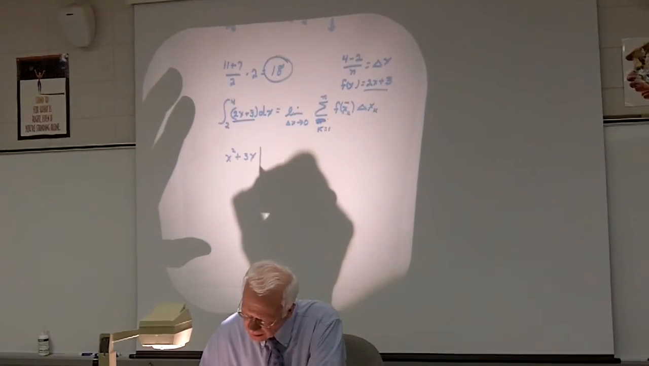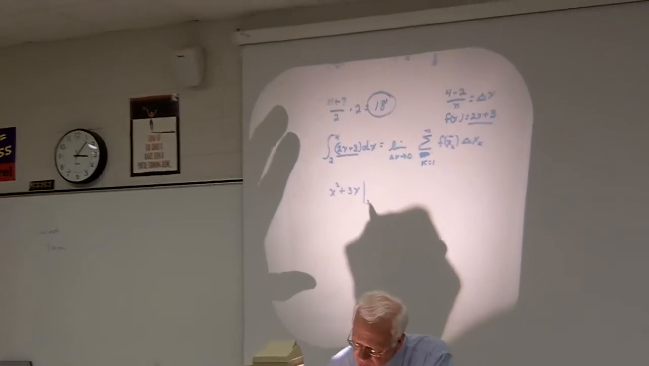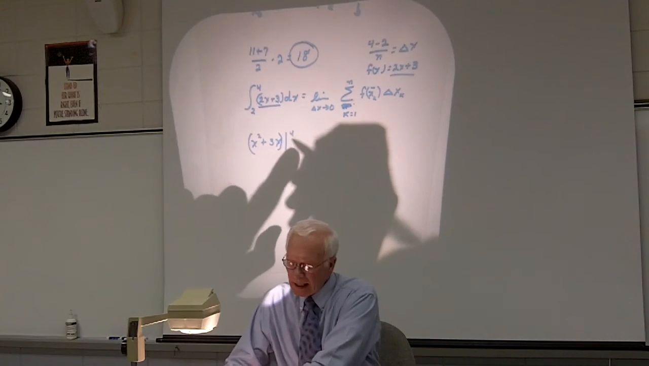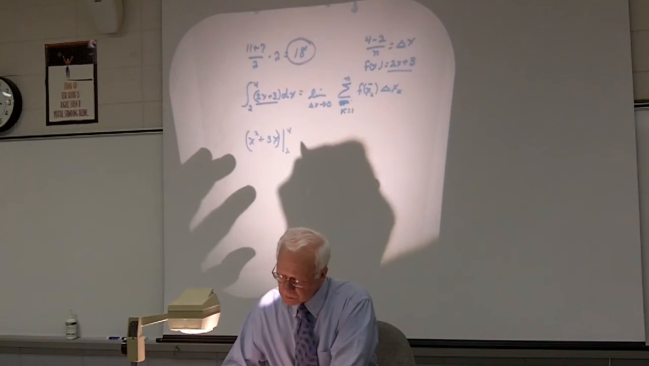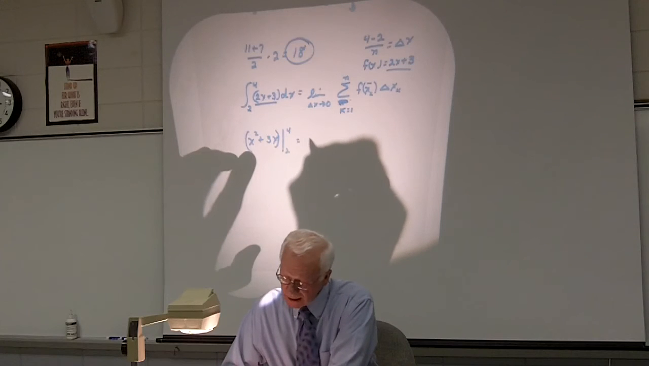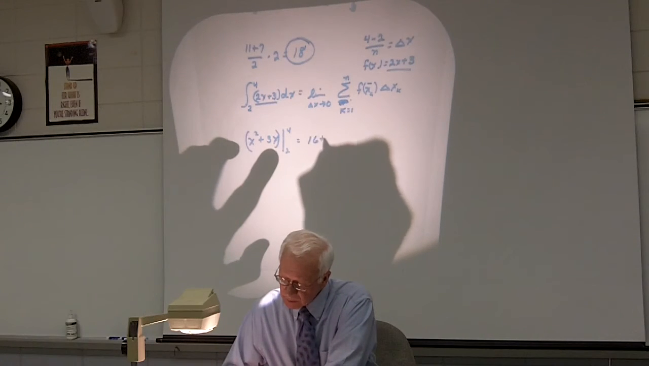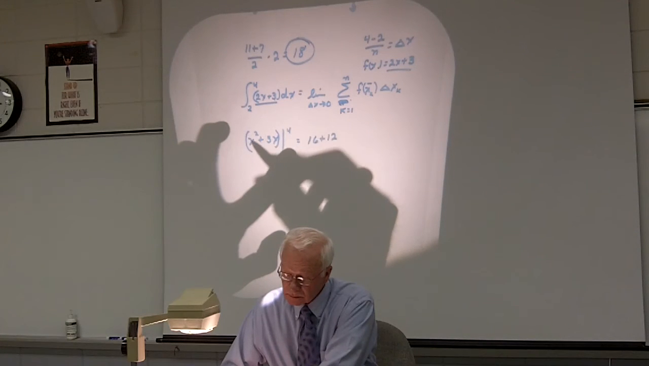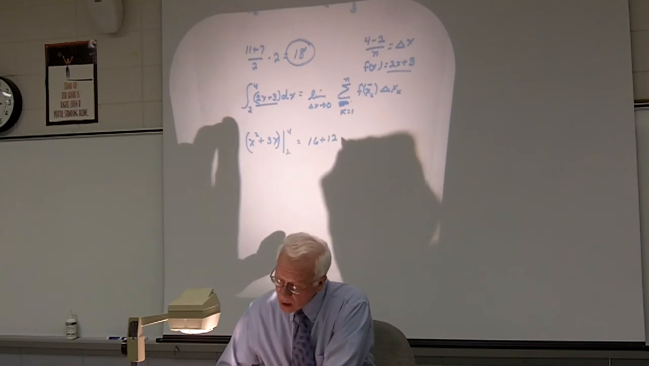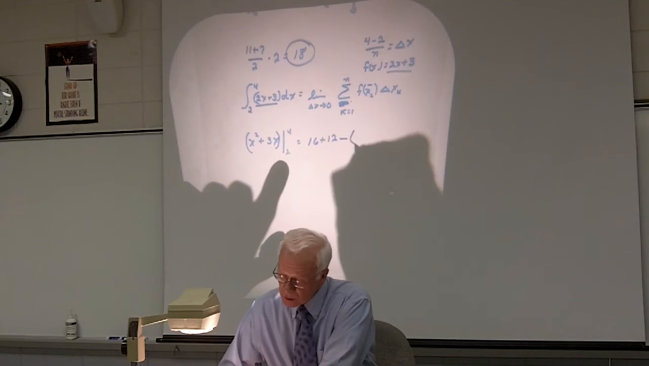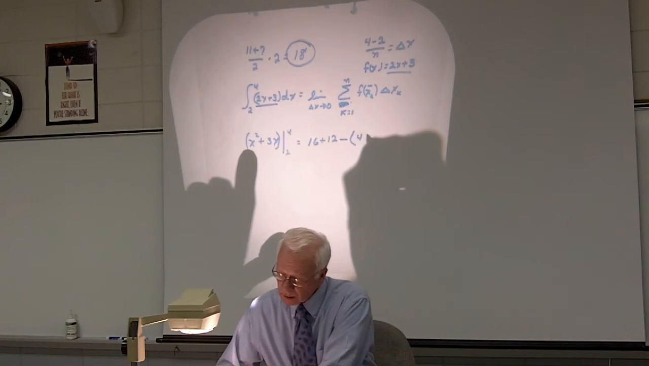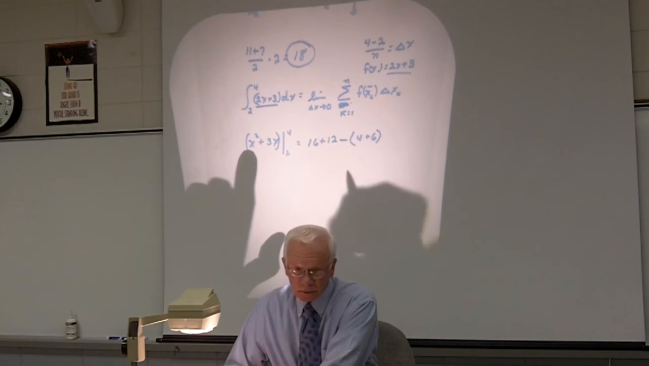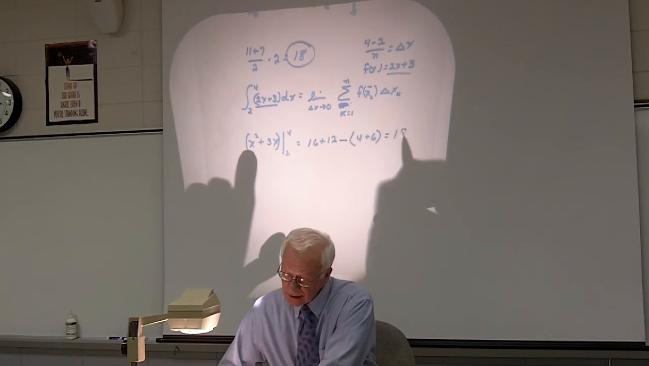Now, what I'm going to do is evaluate this whole quantity from 2 to 4. I'm going to put this number in first. Watch that, and I'll tell you why later. That's going to be 16 plus 12, right? 12. Any question? Now I'm going to subtract, putting this one in. And that's going to be 4 plus 6. And that turns into 18.